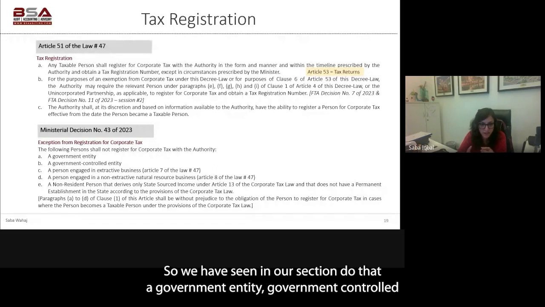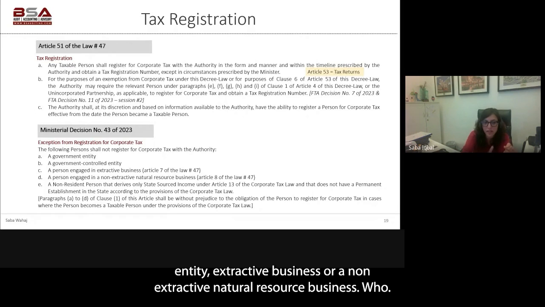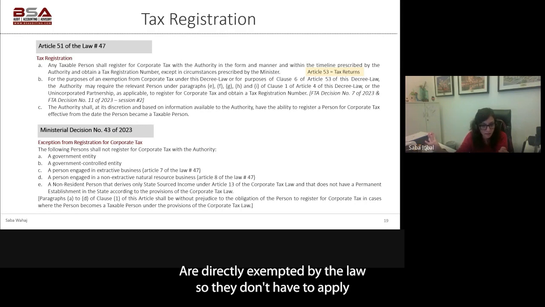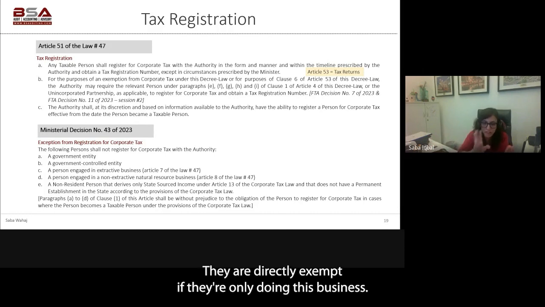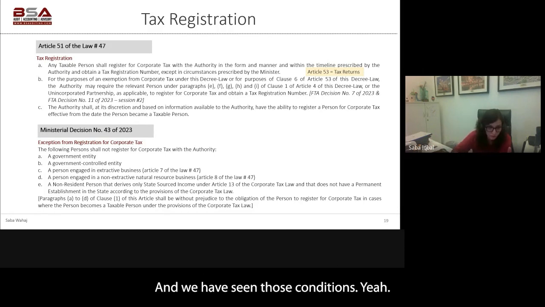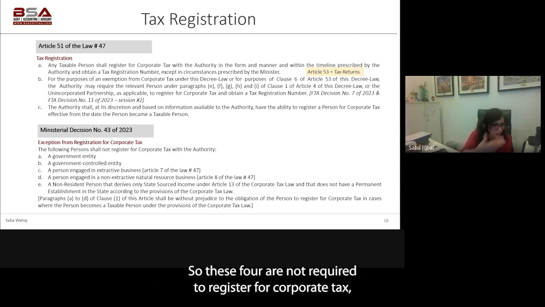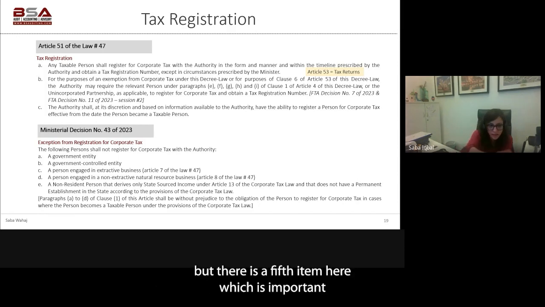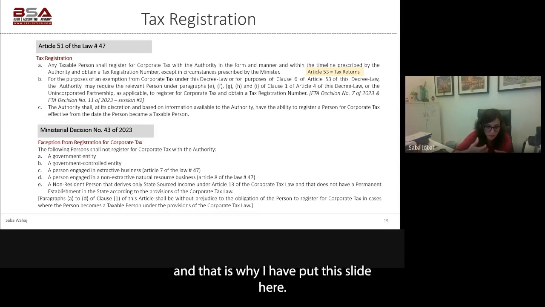Okay, so we have seen in our session 2 that a government entity, government controlled entity, extractive business, or a non-extractive natural resource business are directly exempt by the law. So they don't have to apply and take any exemptions from the tax authority. They are directly exempt if they are only doing this business, and we have seen those conditions. So these 4 are not required to register for corporate tax, but there is a 5th item here, which is important, and which is why I have put this slide here.